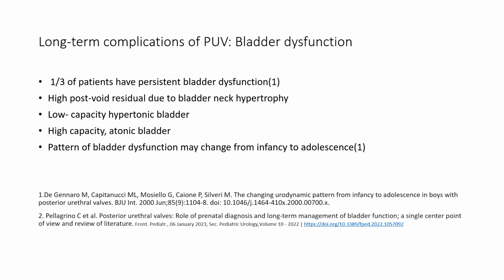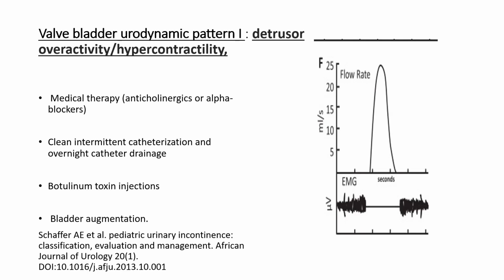So the pattern of bladder dysfunction may change from infancy to adolescence, and this means that throughout follow-up of such patients, measures must be taken to always monitor changes in bladder function, and look out for features of bladder dysfunction that may lead to a deterioration in upper tract function. One pattern that I mentioned of the valve bladder dysfunction may be detrusor overactivity or hypercontractility, and this would be seen on a urodynamic study.